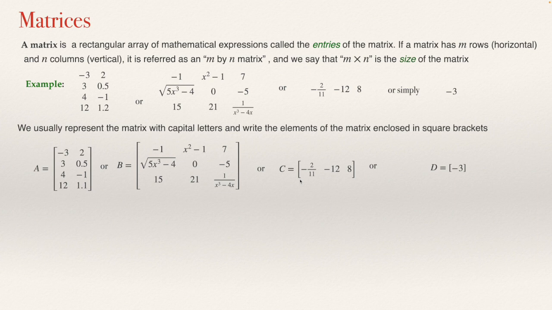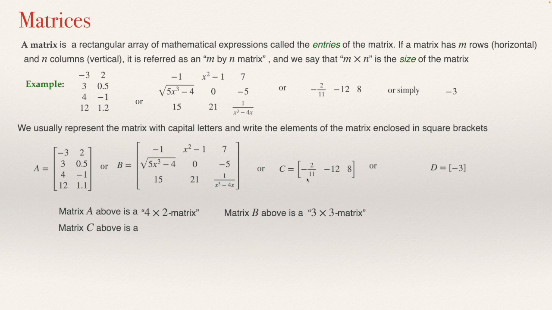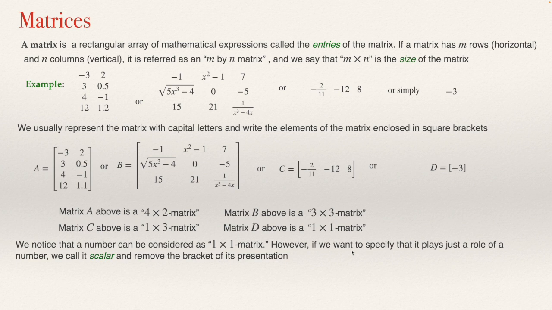We are going to use these square brackets, but there are some textbooks that use round brackets for matrices. So this A will be a 4 by 2 matrix. This one, matrix B, will be a 3 by 3 matrix. Matrix C will be a 1 by 3 matrix. And the matrix D will be a 1 by 1 matrix. We know that a number is a matrix, but if we want to specify that it plays just the role of a number and not a matrix, we call it a scalar and remove the brackets from its representation.